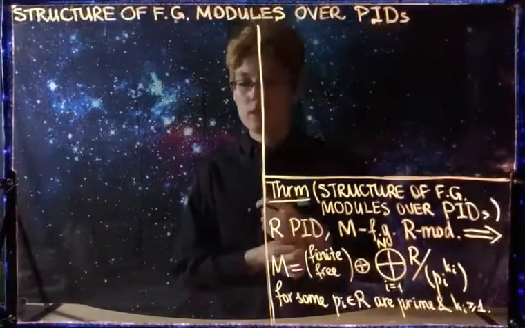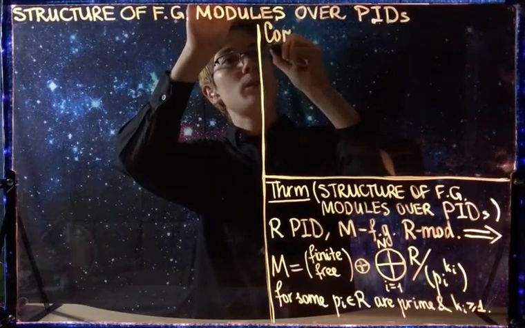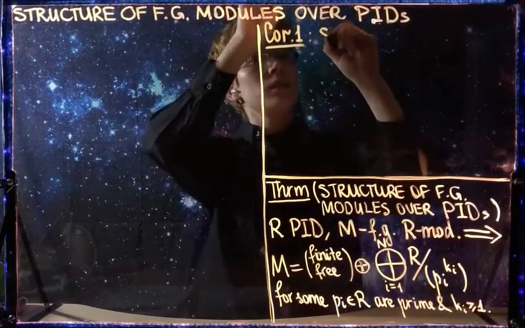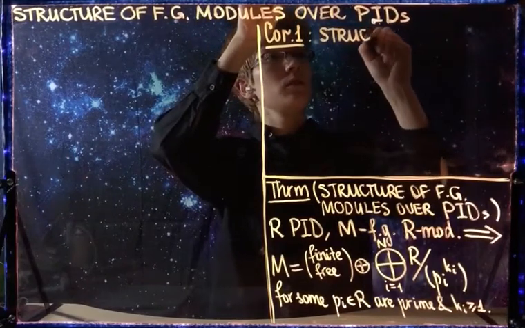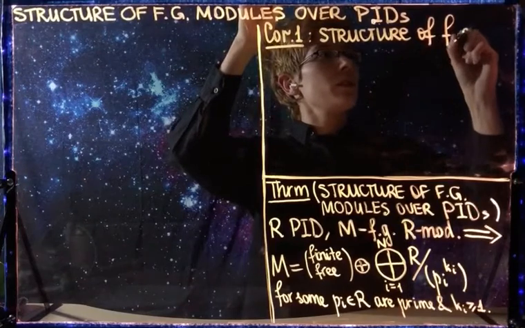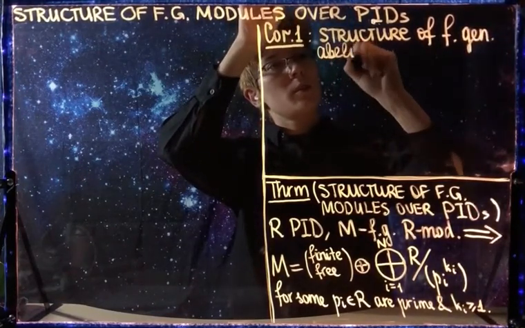theorem. So, particular case number 1, I will formulate it as a corollary number 1. It is the structure of finitely generated abelian groups.